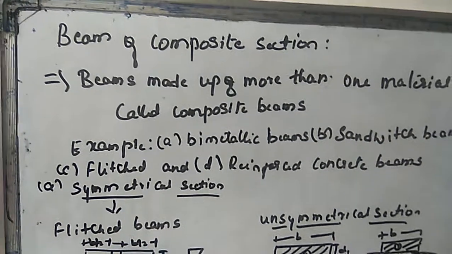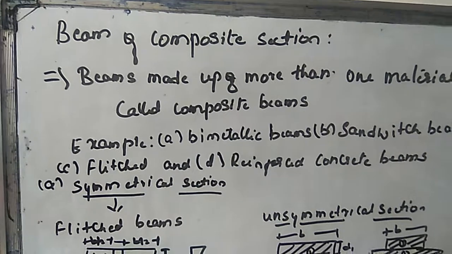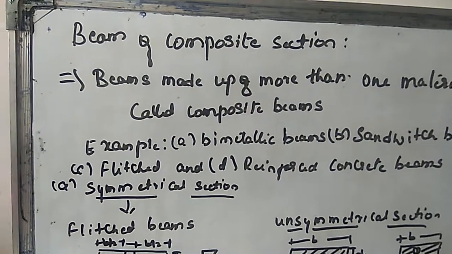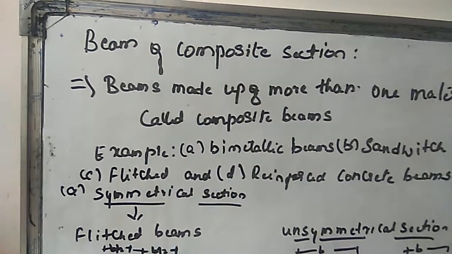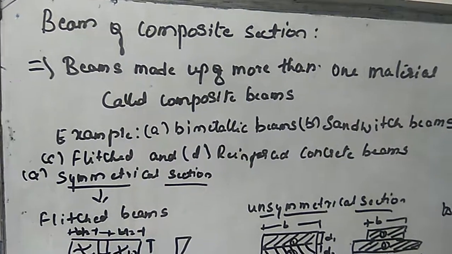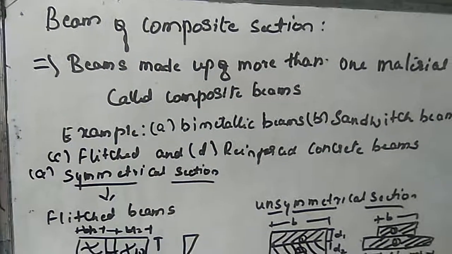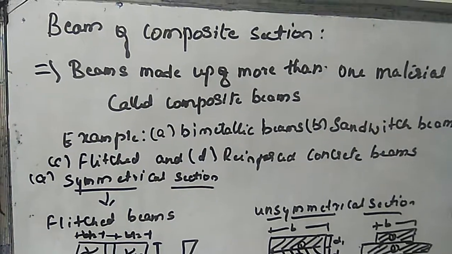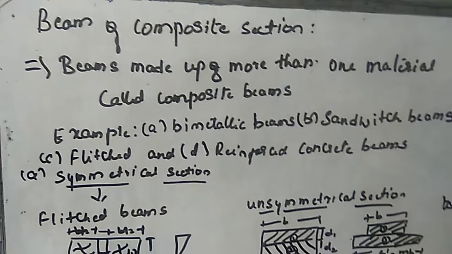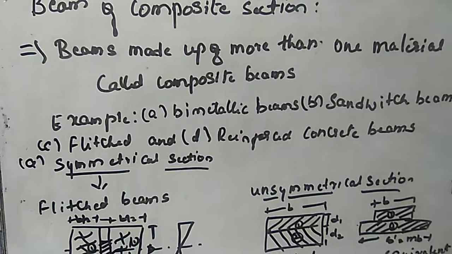You can see the beam of composite section I have written on the board. What is a beam of composite section? That is nothing but when beams are made up of more than one material. Beams made up of more than one material are called composite beams. Examples of composite beams are bimetallic beams, sandwich beams, flitched beams, and reinforced concrete beams.